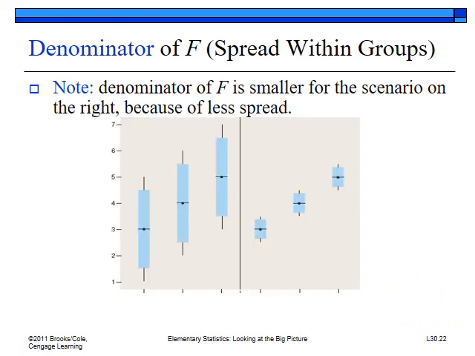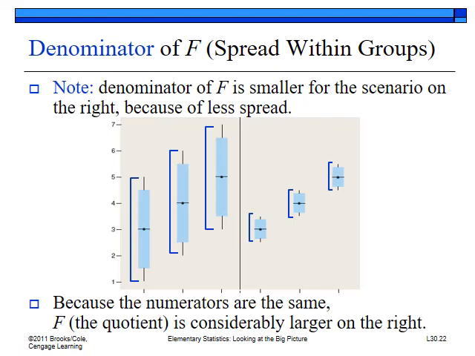So the denominator of F will be smaller for the scenario on the right because the standard deviations are smaller. Because these numerators are the same, the one on the right has a much smaller denominator, so F, that's the ratio of those two, will be much bigger for the one on the right.